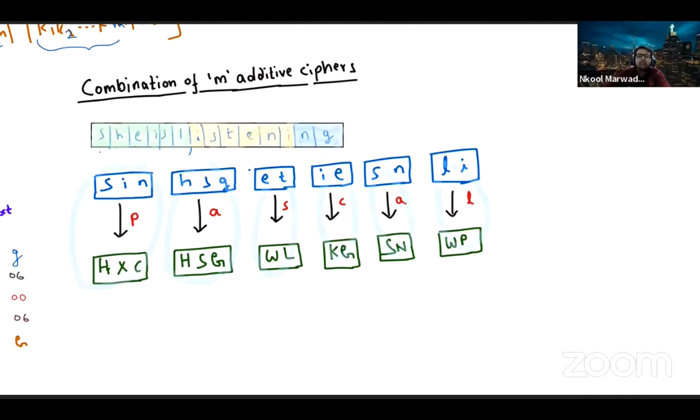Now whatever answer we got, we will combine it smartly. Let me show you how. We will combine it in such a way that all the first letters come together. Let me follow the color convention. So green.